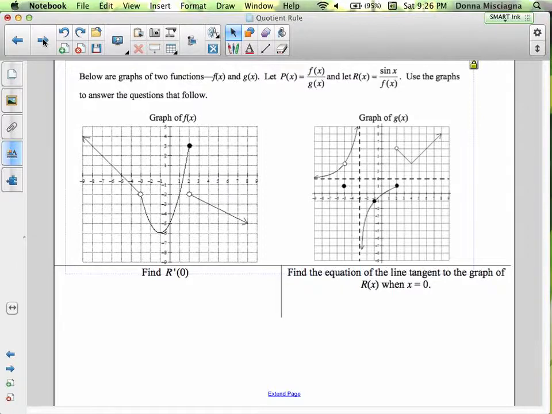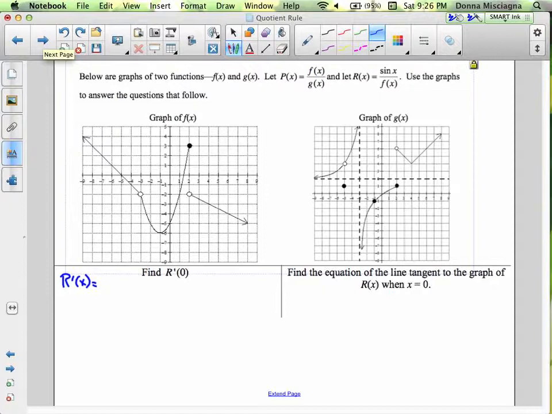Let's try this one. We want r prime of 0, and r of x is sine x divided by f of x. So let's write the formula first. r prime of x, our numerator is sine x, denominator is f of x. So it's going to be the denominator, f of x, times the derivative of the numerator. The derivative of sine x, remember, is cosine x. So we're going to have f of x times cosine x, and then minus the numerator, sine x, times the derivative of the denominator, f prime of x, all over the denominator squared.